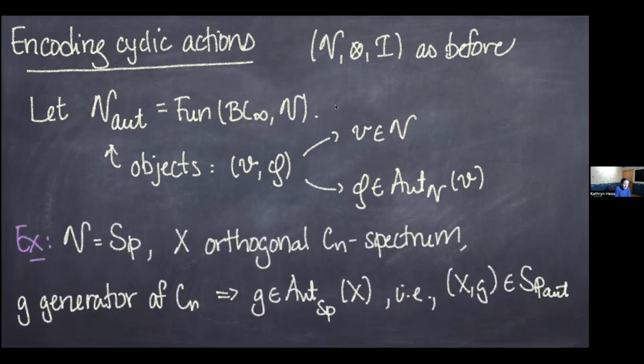And in the case where V is the category of orthogonal spectra, if we have any orthogonal C_n-spectrum X, then for any generator g of C_n, g is actually going to give us an automorphism of X, and we can think of the pair (X, g) as an object in Sp^O aut. So this is how we can make the connection. It's a way of taking a step back from thinking too much about all the group structure and everything. Let's just focus on the fact that this is giving us an automorphism. And now we can think about this category more generally of objects in a monoidal category V equipped with an automorphism.